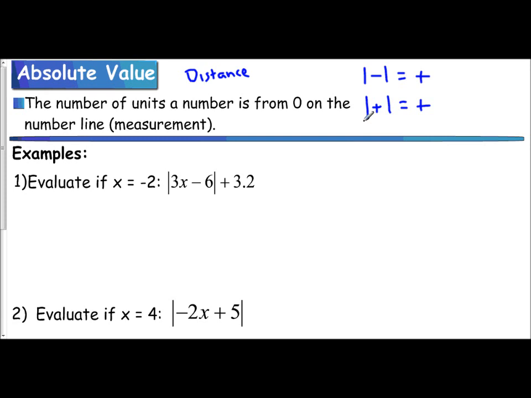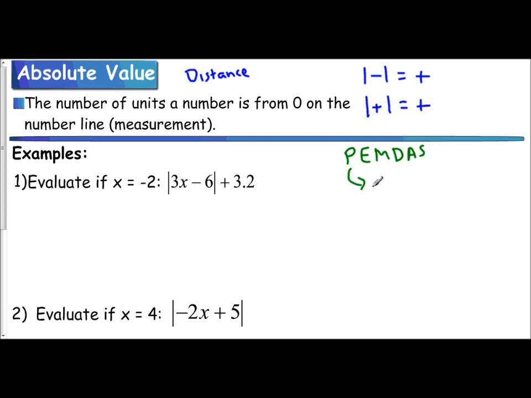So what we need to do is look at what number is inside the bars. That's important because of this first problem: evaluate the absolute value of 3x minus 6 plus 3.2 if x equals -2. When evaluating, we need to remember to follow our order of operations. The way we learn order of operations a lot is by memorizing the word PEMDAS: do parentheses first, then exponents, multiplication, division left to right, addition, subtraction left to right. But we forget that parentheses isn't just parentheses.